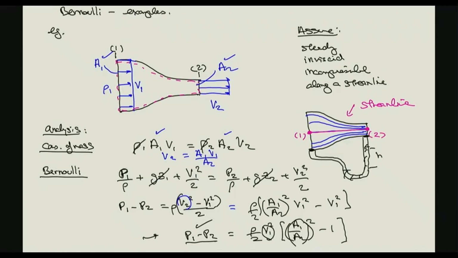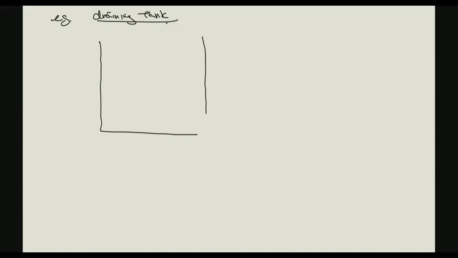Let's see, what other example? Let me do the classic draining tank. So here's another example, the draining tank problem. We may have some very large tank, a reservoir, that supplies water, maybe, and so we have some exit.